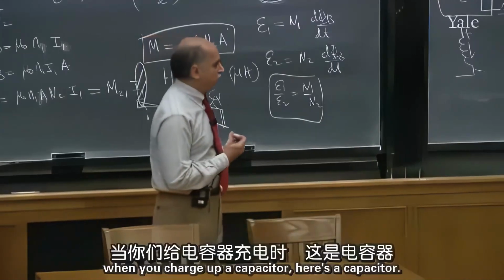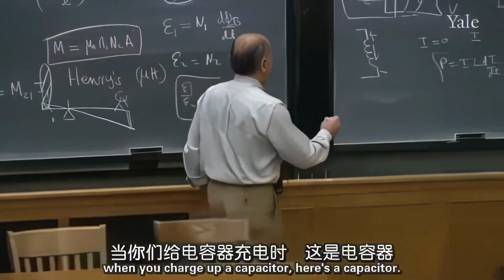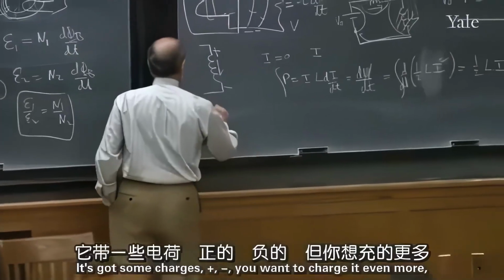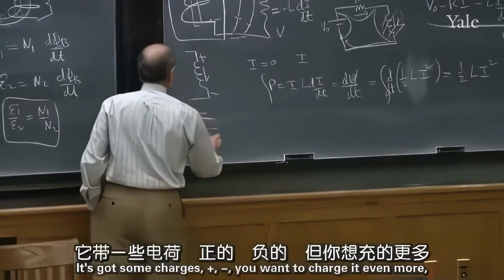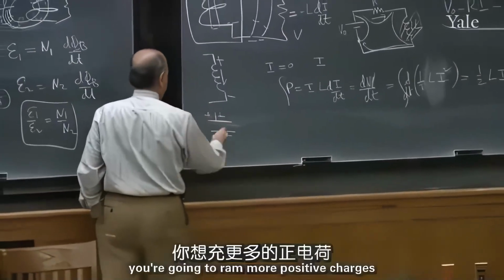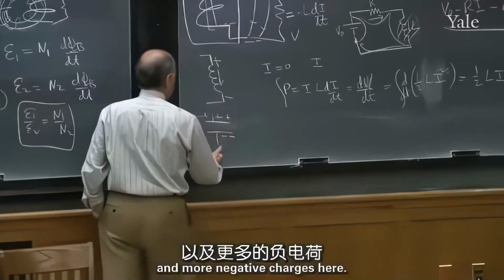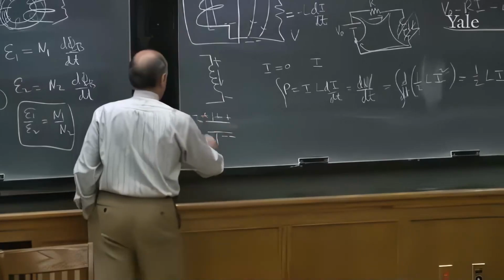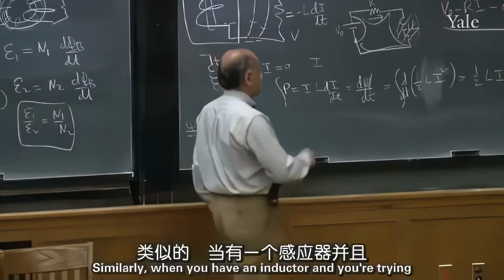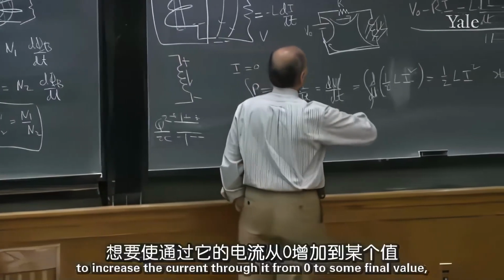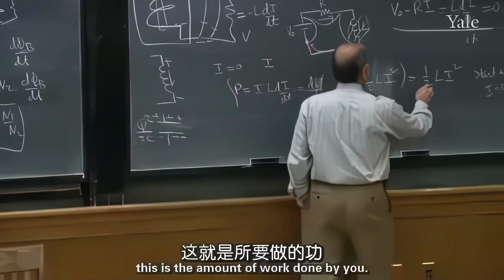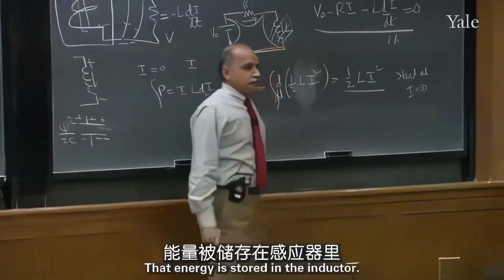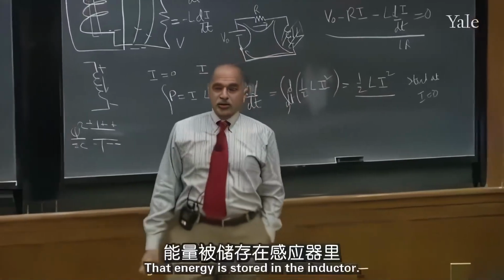I showed you when you charge up a capacitor, here's a capacitor, it's got some charges, plus, minus. You want to charge it even more, you're going to ram more positive charges and more negative charges here. You fight it harder, and the total work done is Q squared over 2C. Similarly, when you have an inductor and you're trying to increase the current through it from 0 to some final value, this is the amount of work done by you. That energy is stored in the inductor.